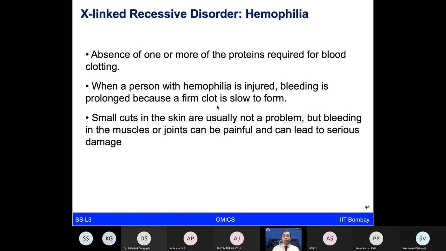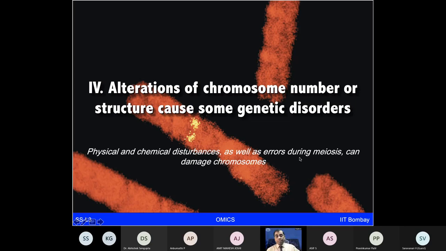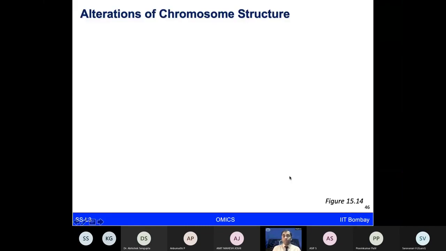That was a phenomenon observed in the royal family in the UK, and that's how a lot of scientists started working on it. They tried to decode what is happening from one generation to the next, and whether there is any chromosomal basis for these disorders. So many of these disorders, we now know, have a genetic basis; they are linked to some genes, and these genes are located on some chromosomes.